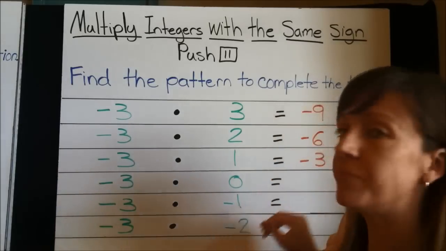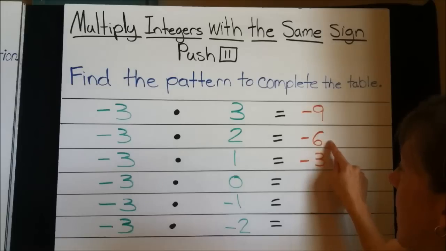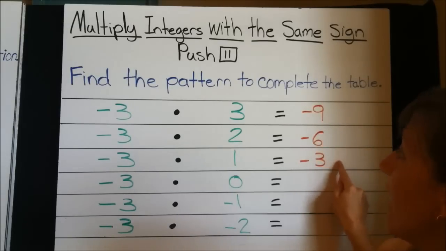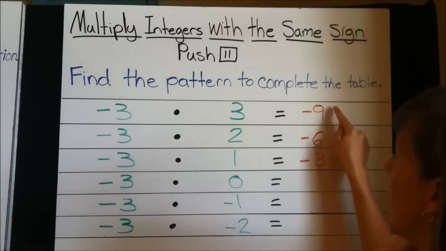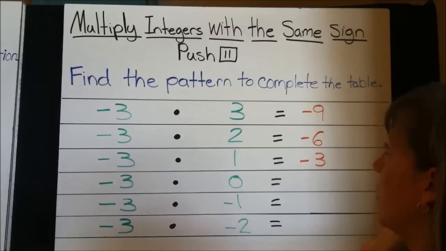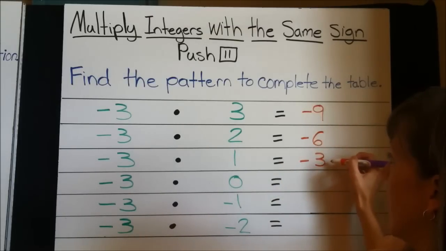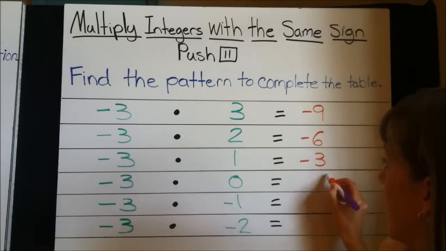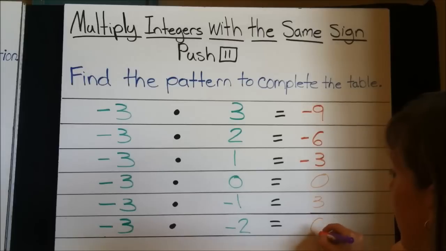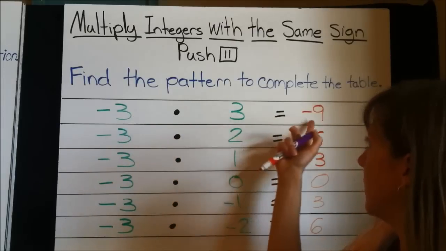Now let's look at my answer section and see if we can find a pattern there. I have negative 9, negative 6, negative 3. Okay, I'm seeing that my numbers are increasing by 3, because remember, your numbers increase as you move closer to 0 or closer to positive numbers. So, negative 9 plus 3 is negative 6, plus 3 is negative 3, plus 3 would give me 0. Then if I add 3 more, I end up with 3, and if I add 3 more, I end up with 6. So, look across. Negative 3 times positive 3 is a negative 9.